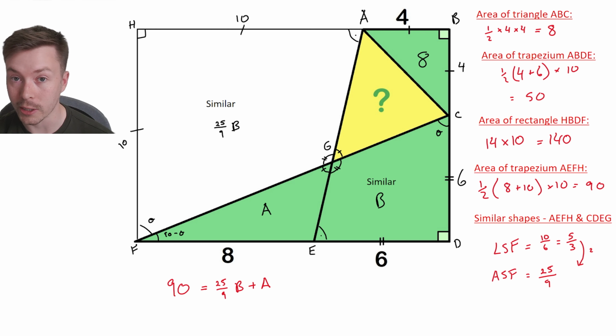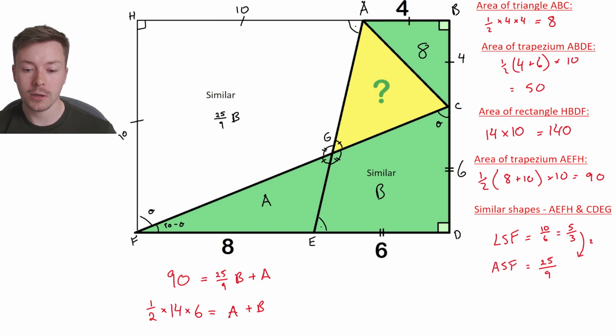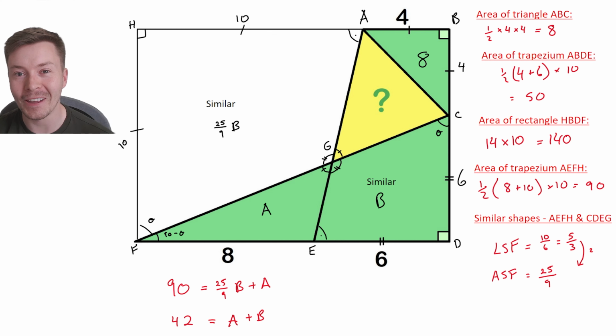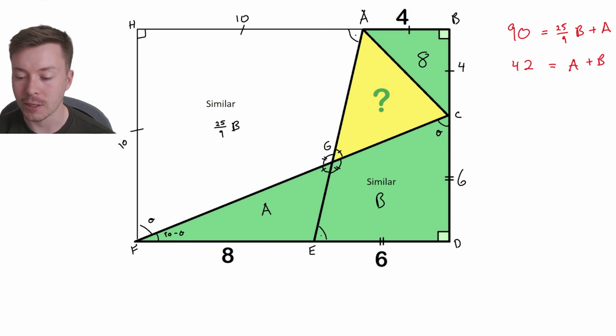Now the second equation I get is from doing A plus B for my triangle, and the area of my triangle must be a half of the base, which is 14, times the height, which is 6. Simplifying that a little bit, I get 42 equals A plus B. Hopefully you can see at this point that we've got everything we need. We just need to go through the steps. So I'm going to put these equations on the top right here. With simultaneous equations, it's good practice to make sure we label these.